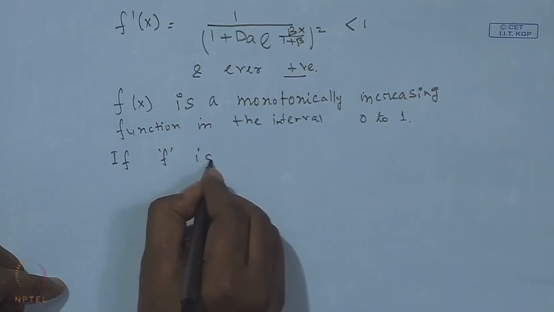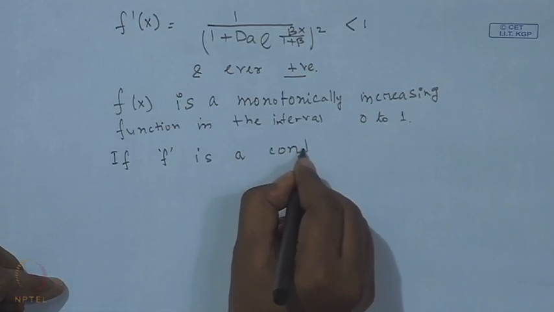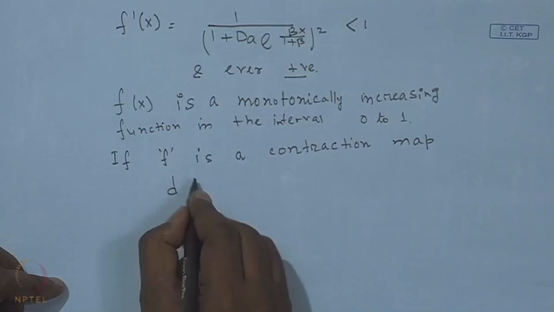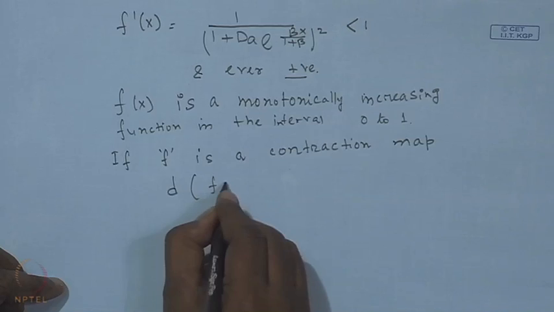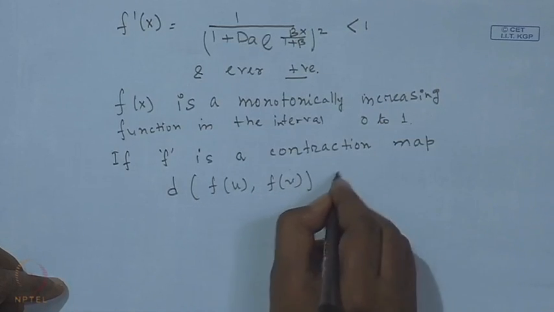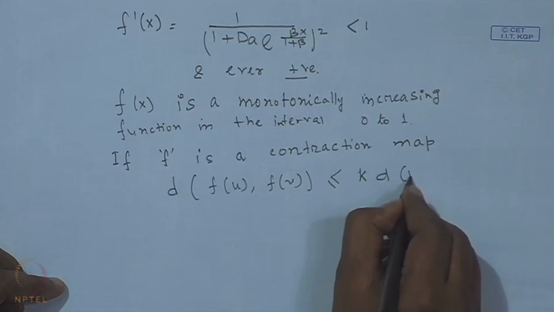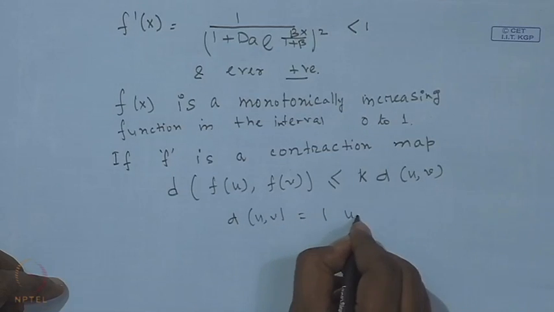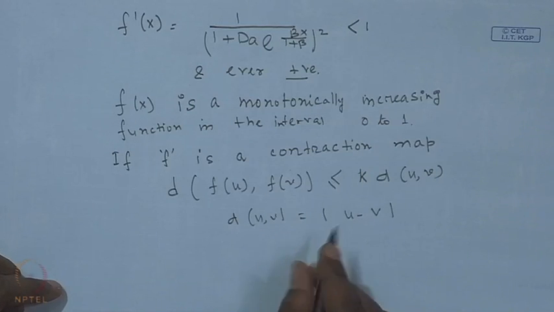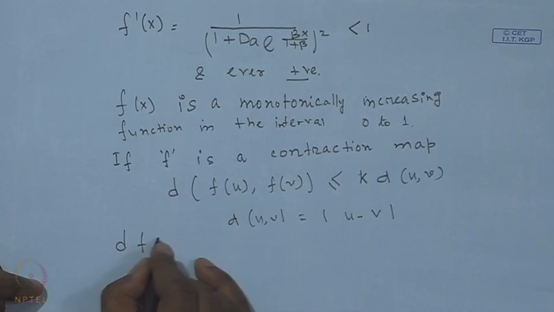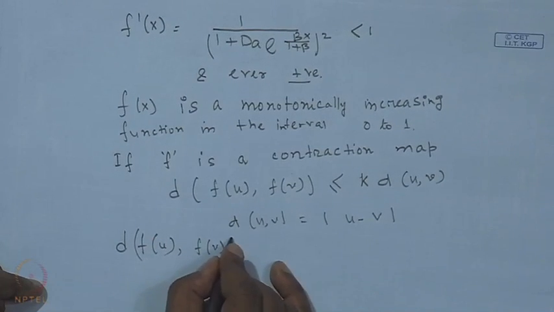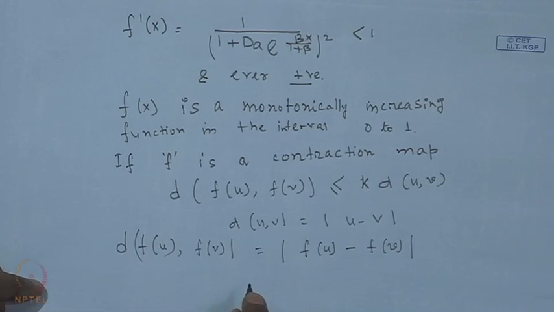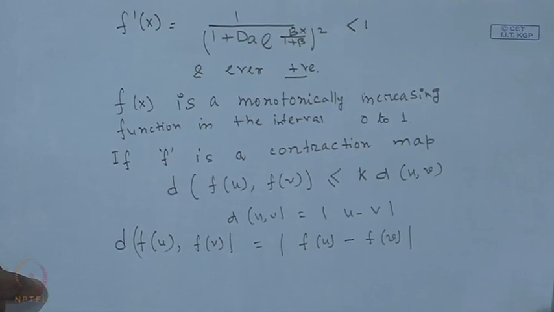Okay. So, now f can be a contraction map if f is a contraction map, then we have to get this equation to be satisfied. The metric between f of u and f of v should be less than or equal to k times the metric between u and v, where the metric between u and v is nothing but the distance between u and v. So, it is mod of u minus v. Therefore, we can write the metric between f of u and f of v as mod of f of u minus f of v, and we can write down the expression of f in this fashion.